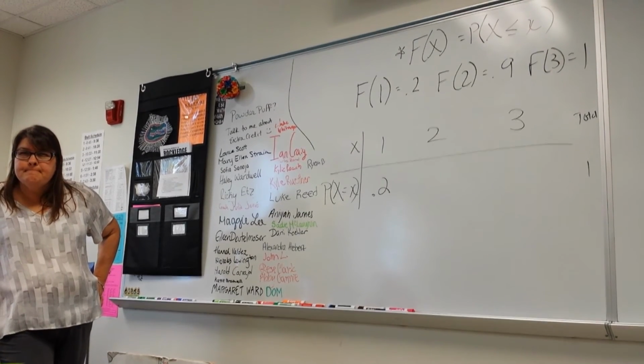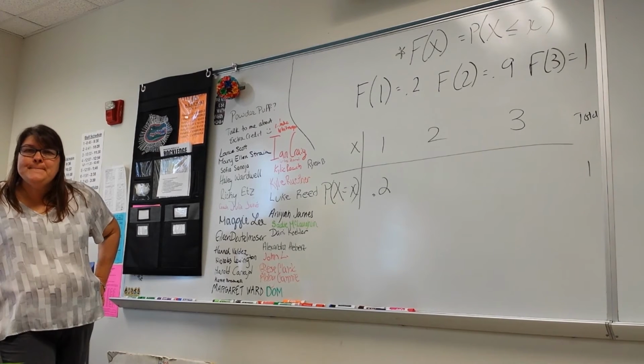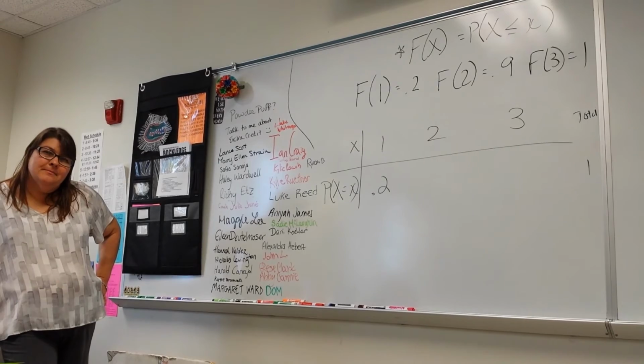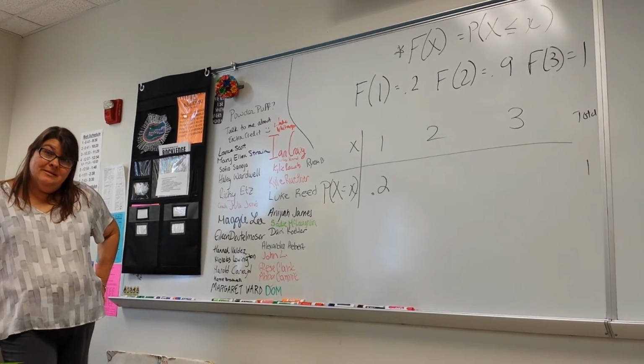0.9 minus 0.2? Because f of 2 is f of 1 plus f of 2. Right. You're adding each one each time.